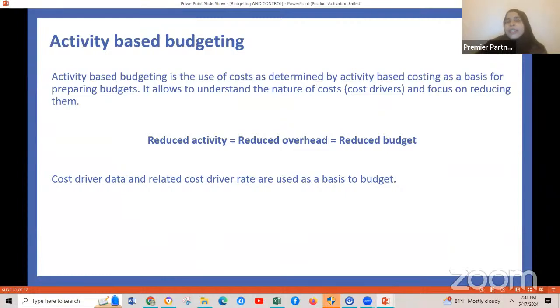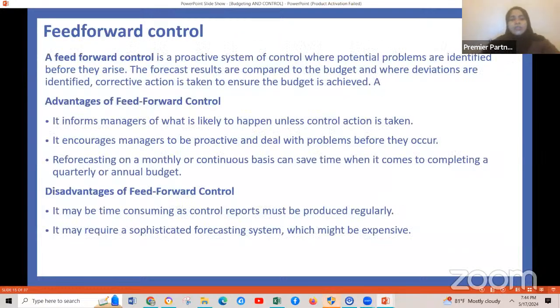Activity-based budgeting is where they calculate the activity cost drivers, cost per driver, and they try to understand, okay, this is the cost for a driver, therefore let's reduce the number of drivers. They try to budget using the drivers, right? So they're using activity cost drivers to try and manage their cost.